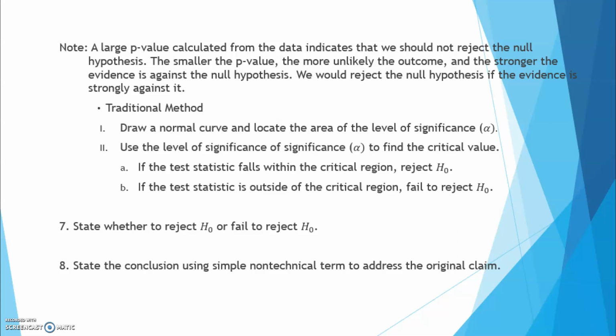Okay, so last time we looked at the p-value method. This time we're going to look at the traditional method. So we're going to use the level of significance, which is just alpha, to find the critical value. Then we have two choices. If the test statistic falls within the critical region, we'll reject h sub 0. If it falls outside the critical region, we will fail to reject h sub 0. Okay?